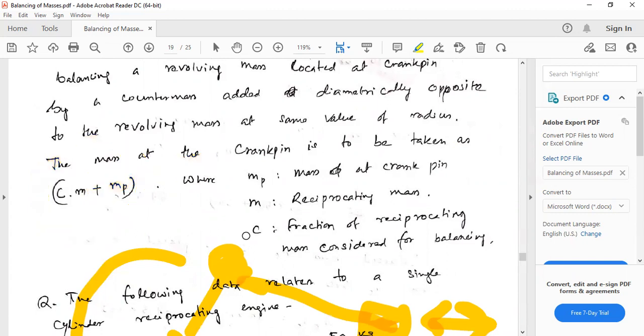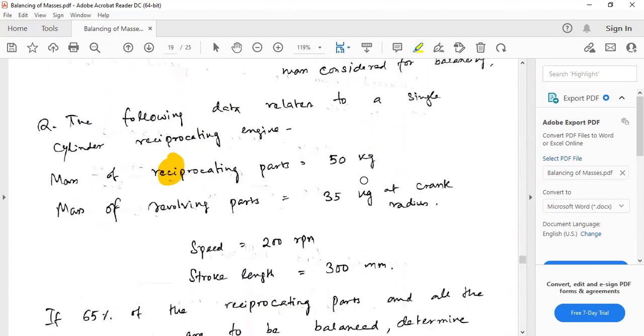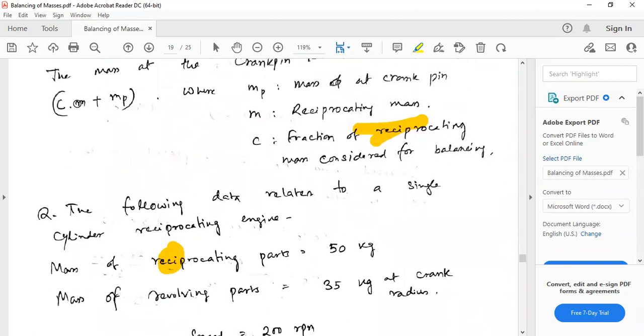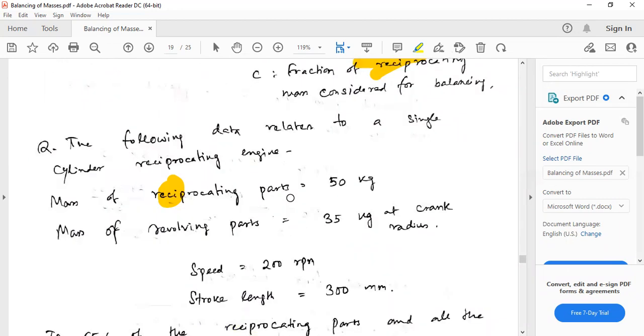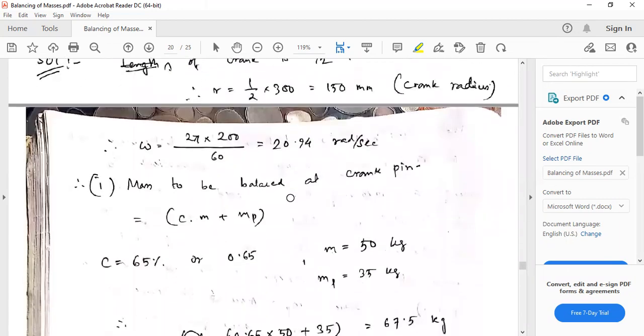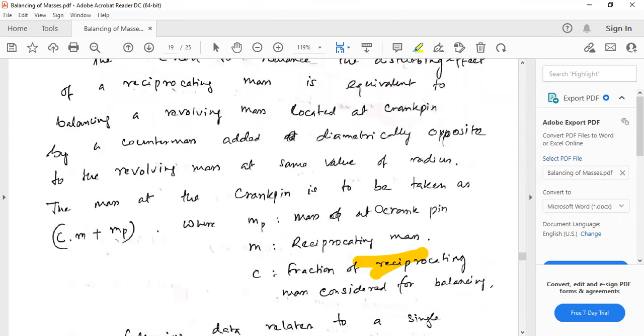Another thing is, do we know the value of C? Yes, C is known. This M is the reciprocating mass, which is known, given in the question as 50 kg. C and M, these two are known. MP, the mass at the crank pin, do we know it? Yes, because the mass at the crank pin is this. This is the crank pin, and this is the mass that is revolving about this.